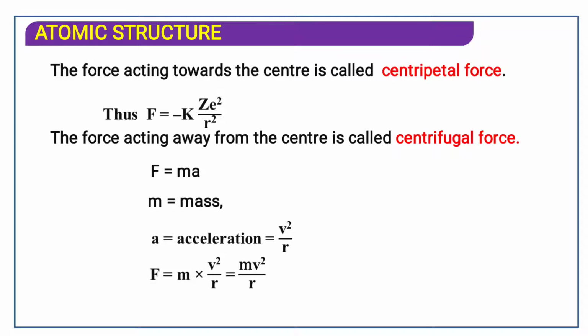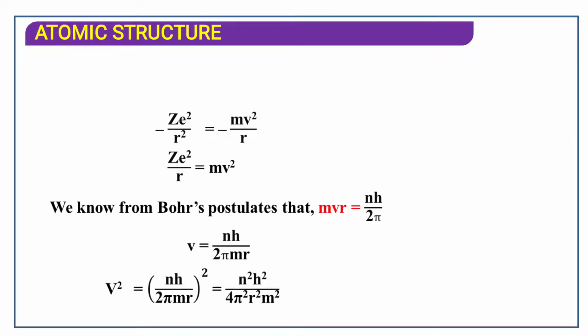See, F is equal to ma, equal to minus K Ze square upon R square. K is a constant. Minus minus cancel, so we get K Z e square upon R square equal to mv square upon R. Now according to the Bohr postulate, I have explained to you, angular momentum is equal to an integral multiple of h upon 2 pi. So mvr is equal to nh upon 2 pi. Here we will find the value for v.